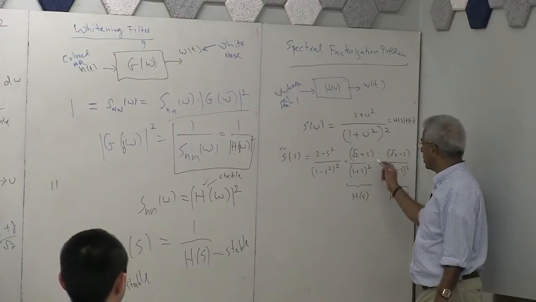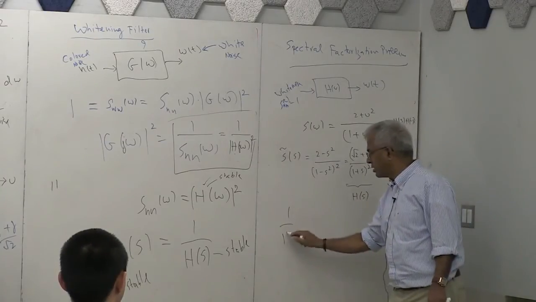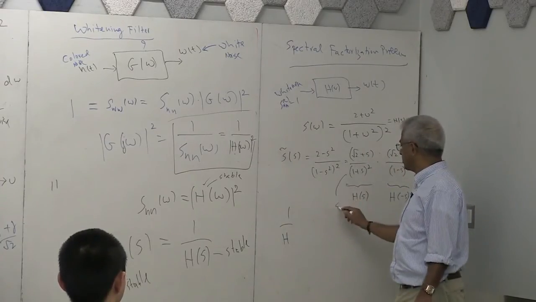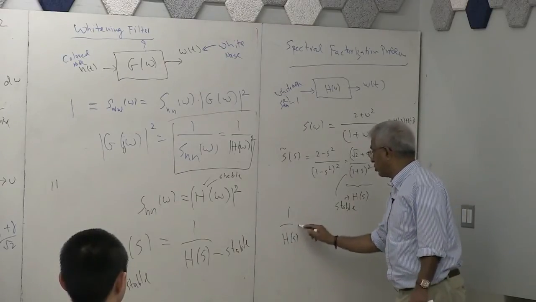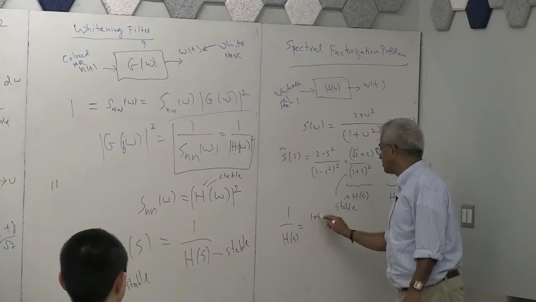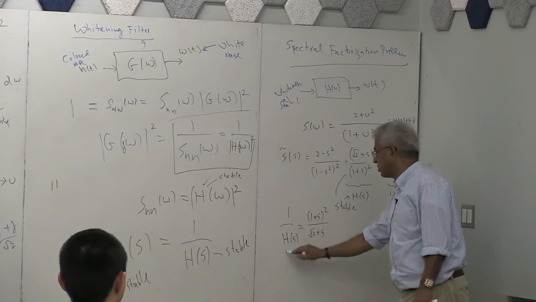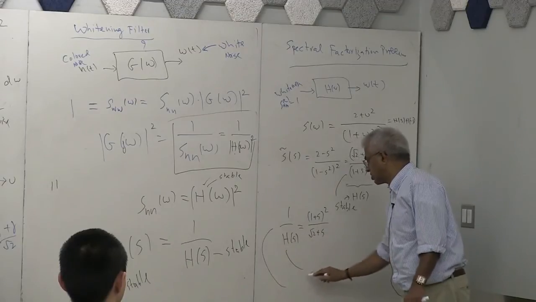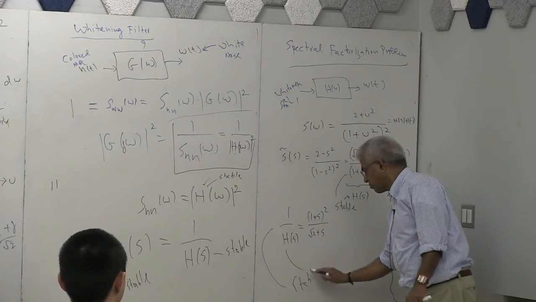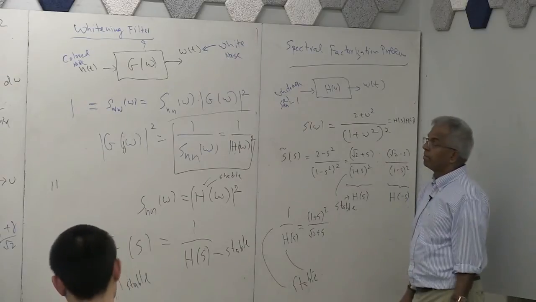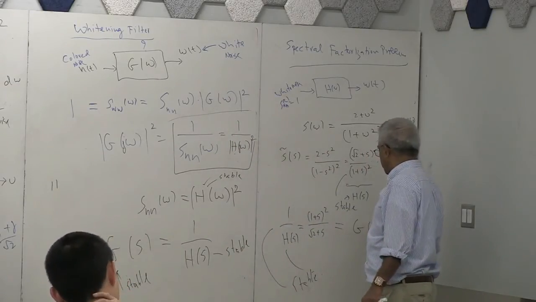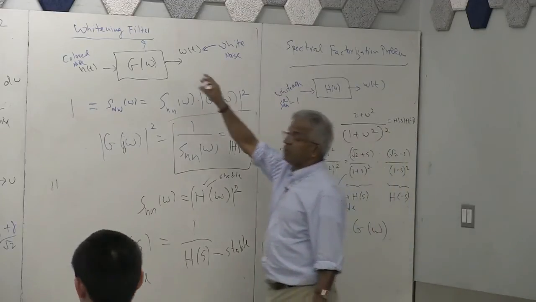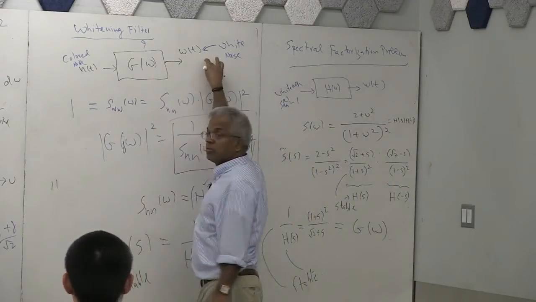So everything is good. But you see now, this h of s is stable by design. Now if I look at 1 over h of s, that's 1 plus s the whole squared over square root of 2 plus s. Its pole is also on the left side, so this is also stable. So that's the filter we want here. This is your 1 over g of omega. So if you put the flipped version of h, this will turn out to be white noise, right?